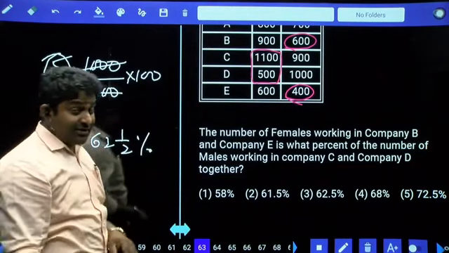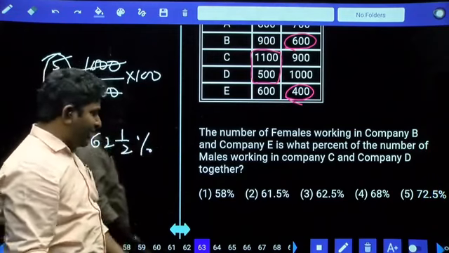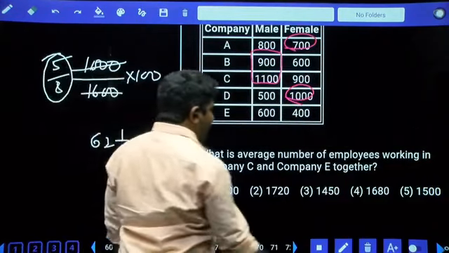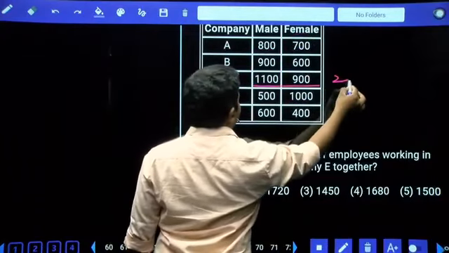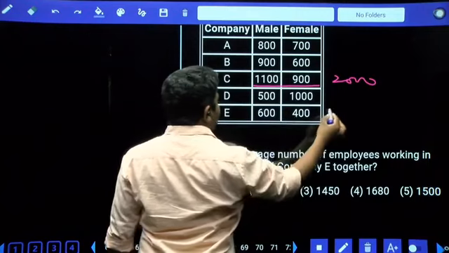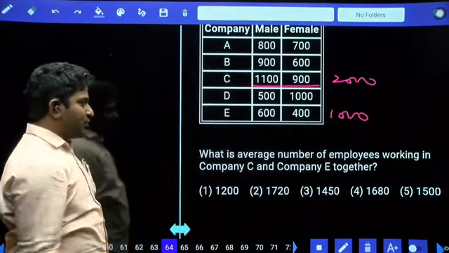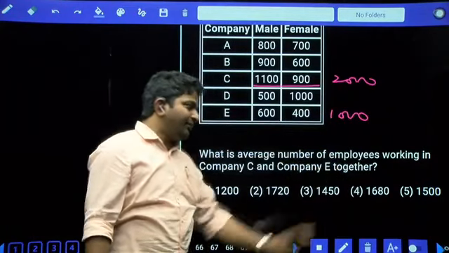We have learned these conversions in percentage chapters, and if you are good at those conversions, it will be very easy for us to identify the answer. What is the average number of employees in company C and E together? In company C, total we have 2000, and E we have total 1000. Now we were asked to calculate average for those two numbers. Average for 2000 and 1000 is sum divided by 2, which is 1500.